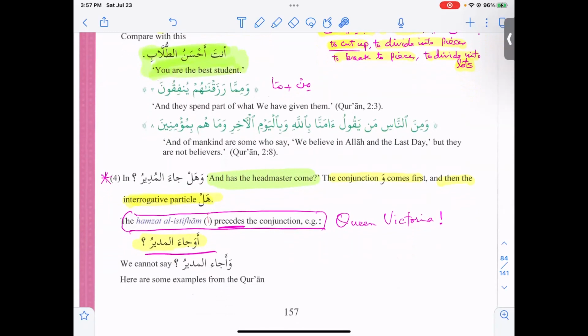But the hamza, this is difficult. Not difficult, interesting. But if the hamza comes, hamzat al-istifham, the hamza of asking a question, hamzat al-istifham precedes the conjunction.